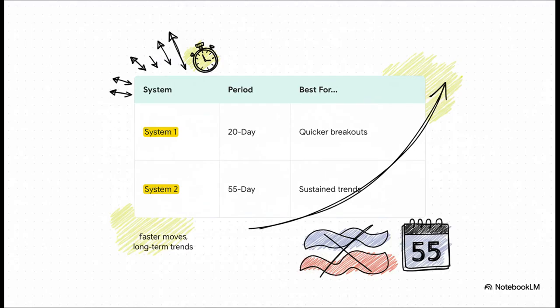Donchian himself actually offered up two main flavors of this strategy. First, you had the 20-day system. This one's quicker, more nimble. It's designed to catch those shorter-term trends and faster breakouts. Then there was the 55-day system. This one is the slow and steady workhorse. Its job is to ignore all the little market noise and only key in on those really big, sustained, long-term trends.